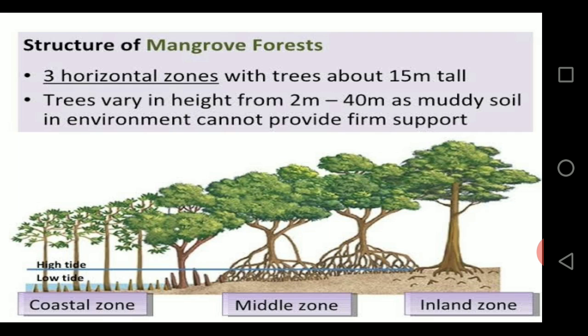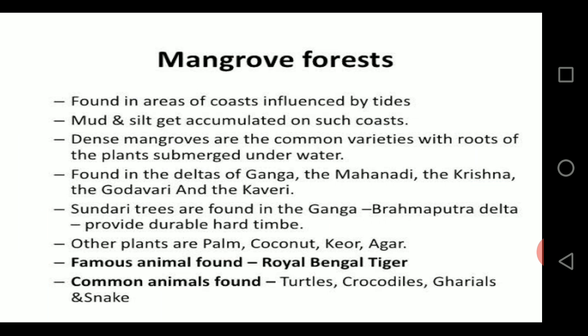So this is a picture which shows it clearly. This is a seashore, and near the seashore you will find tall trees whose roots are actually submerged. Sometimes whenever the water level increases, the roots will get submerged. When the water level goes down, they will be open. Right? So this is the picture. They are growing in marshy land.